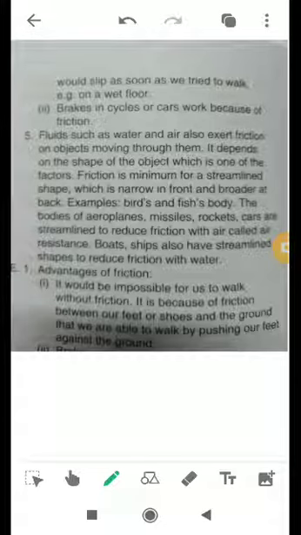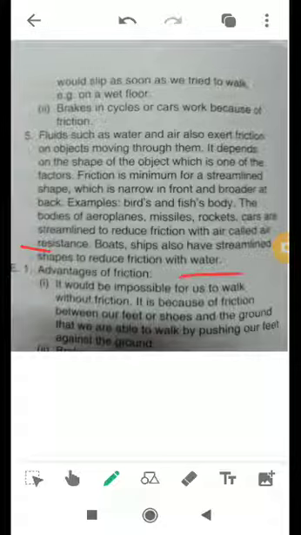Example, birds' and fishes' bodies. The bodies of aeroplanes, missiles, rockets, cars are streamlined to reduce friction with air, called air resistance. Boats and ships also have streamlined shapes to reduce friction with water.